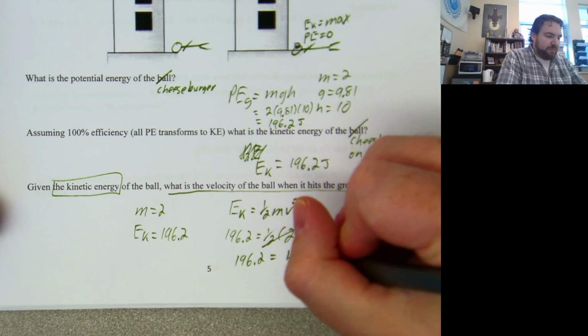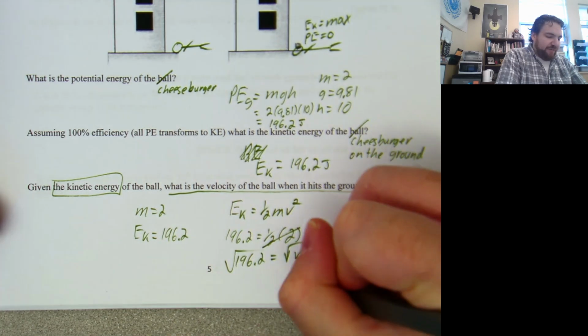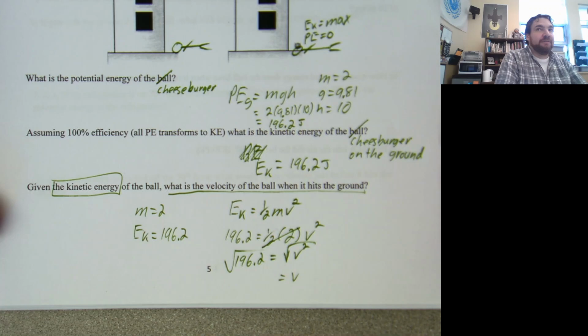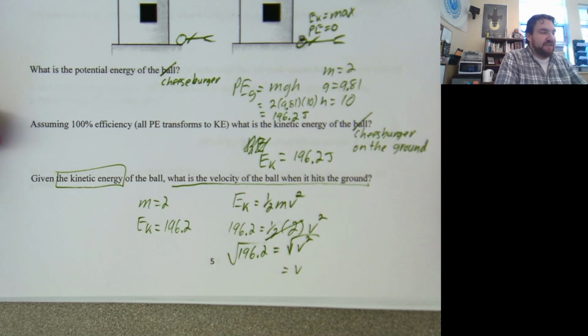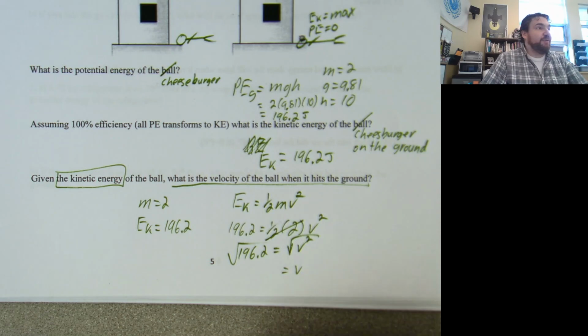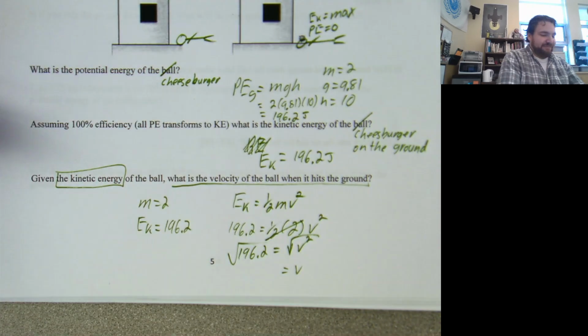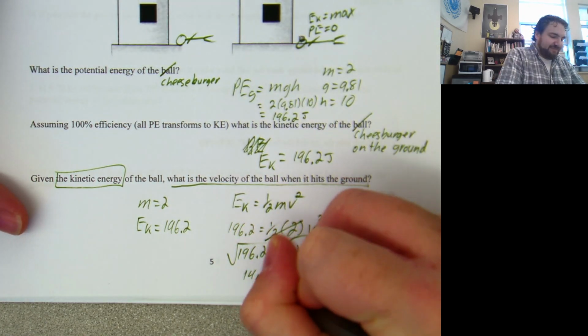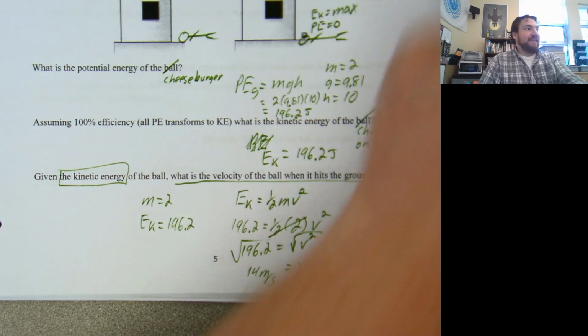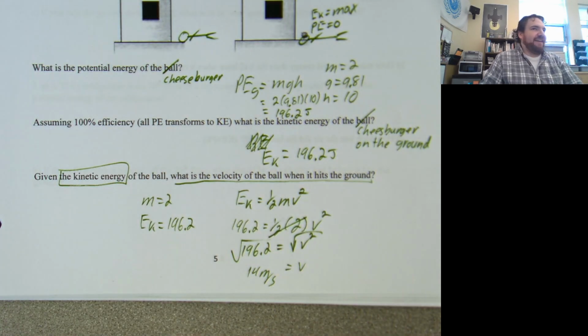Square root. How fast is the cheeseburger going when it hits Jedediah in the face? What is the square root of 196.2? You should know this, actually. I made my grade 9s memorize this. What is the square root of 196? That is a perfect square. It's 14. Any one of you who had me for math 8 or math 9? Should have that locked in. But if you've forgotten, you'll get a calculator.